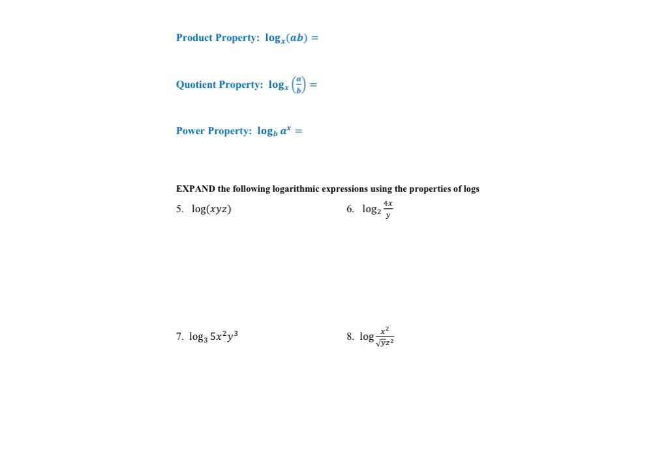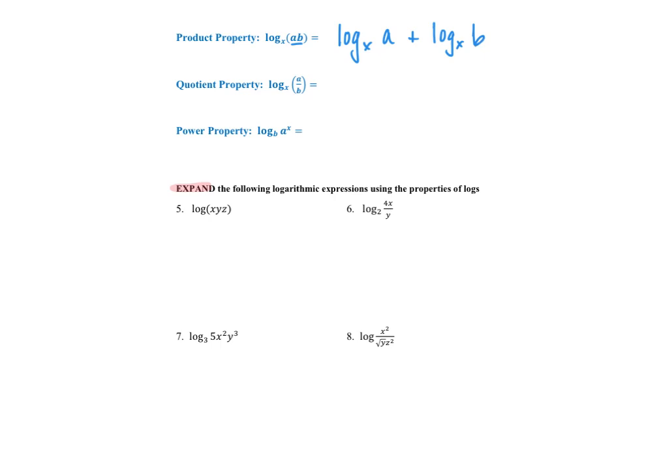Now we're going to expand. So you're given a single log, and your job is to write it as a sum or difference of logs. So let's quickly go through these properties. When I have a product for the argument and I expand it, each one of those gets their own log, and those logs are added together.